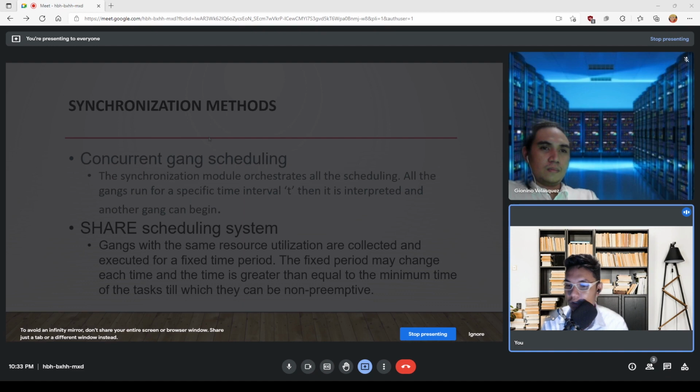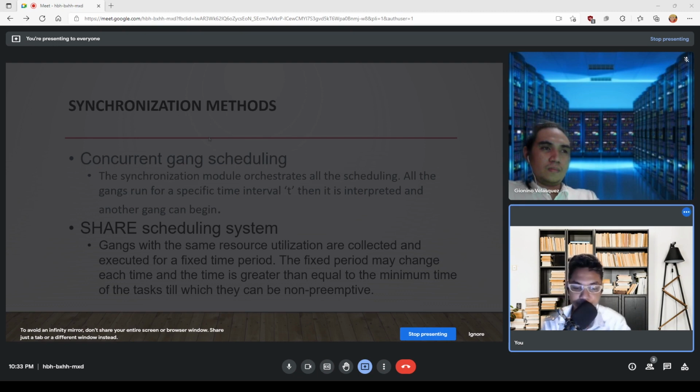In shared scheduling system, gangs with the same process utilization are collected and executed for a fixed time period. It utilizes the internal clock system of each node, which it synchronizes using an NTP protocol.